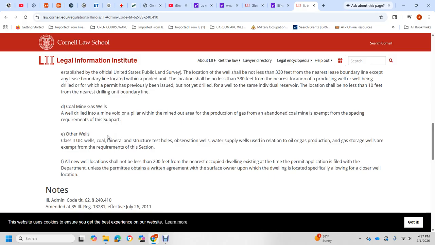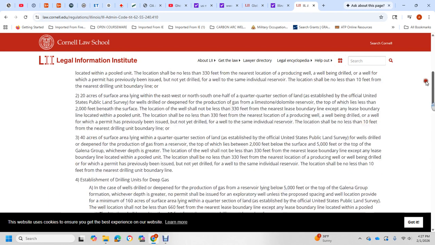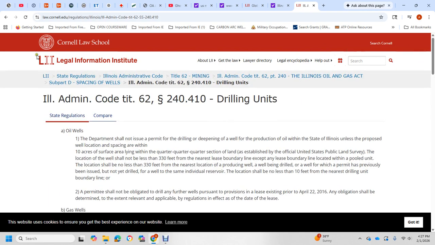And a new well location shall not be less than 200 feet from the nearest occupied dwelling existing at the time of permit application filed with the department, unless the permit applicant obtains a written agreement that serves the owner of the dwelling located there, specifically allowing the closer well location. And that was 244.10.